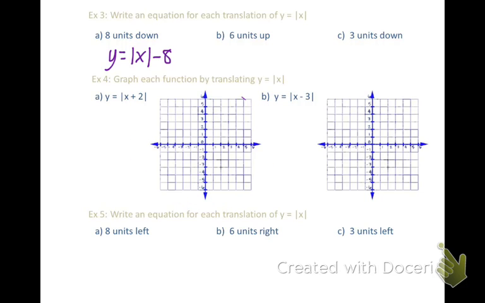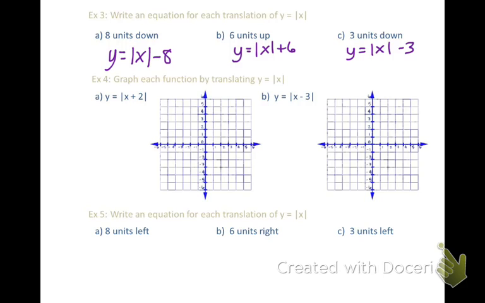We're going to erase it because we need it for our next section. And this one is 6 units up from 0, so this time it's y equals absolute value of x plus 6. C is 3 units down, so it's y equals absolute value of x minus 3, because it's down 3 from 0.